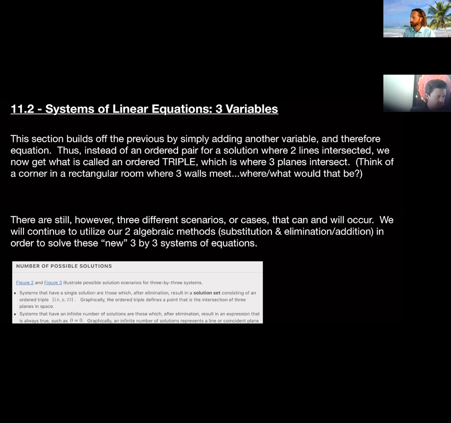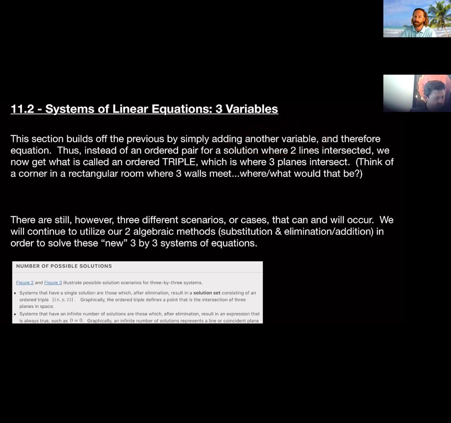Well, welcome back everyone to 11.2, where we're going to add a third variable, which means we have to add a third equation. All right, so as you can see here, I put some notes that you can pause and read through. I'm not going to read it to you, but basically what we're doing is building off of the previous by just adding another variable.